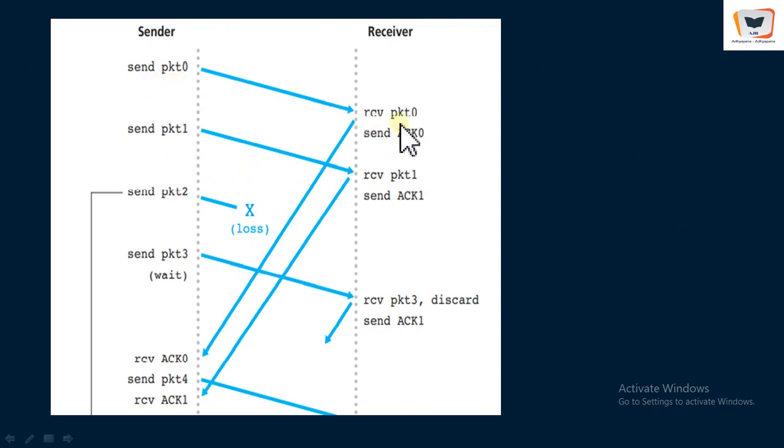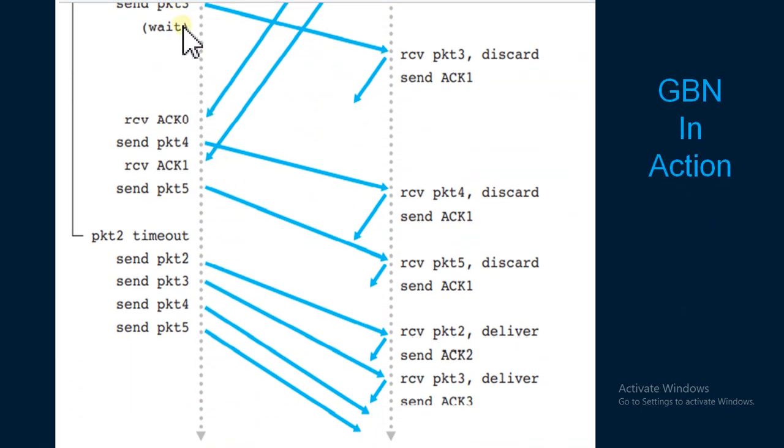Send packet 0, receive packet 0, send ACK. Send packet 1, receive packet 1. Send packet 2, which gets lost in between. Packet 3 is also sent because packet 2's acknowledgement has not yet appeared. Then let us say packet 2 times out. By the time several packets have been sent, starting from packet 2 up to packet 5, see, packet 5 is also sent. By this point of time, packet 2 times out.